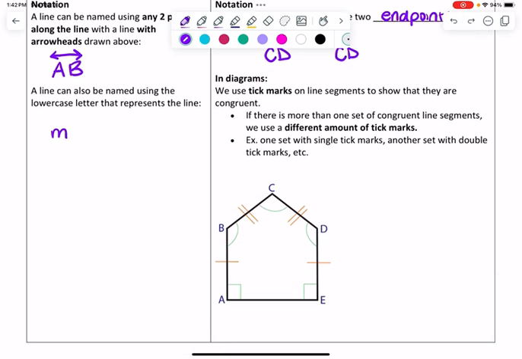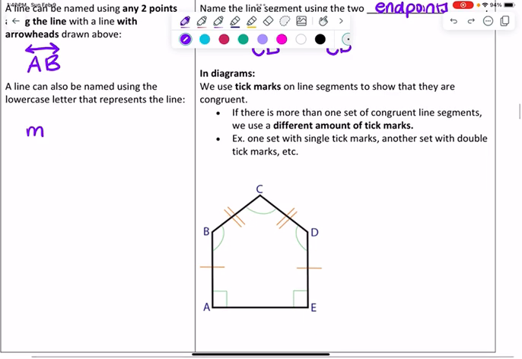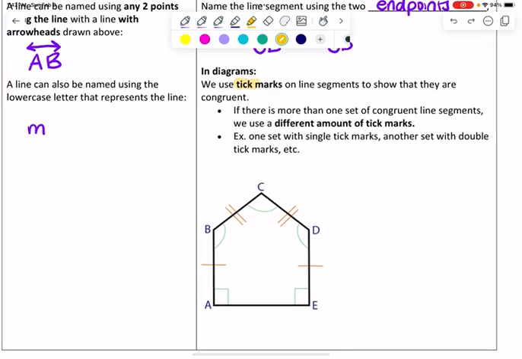Okay, one specific thing that I want to point out is in diagrams, we often use tick marks to indicate which line segments are congruent. Which means they're the same shape and the same size. Specifically in line segments, talking about the same length.